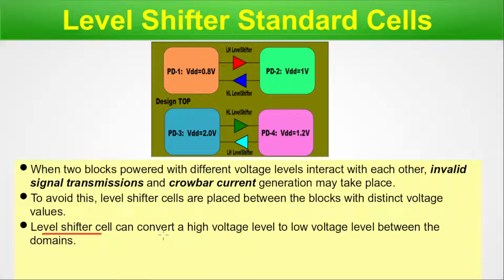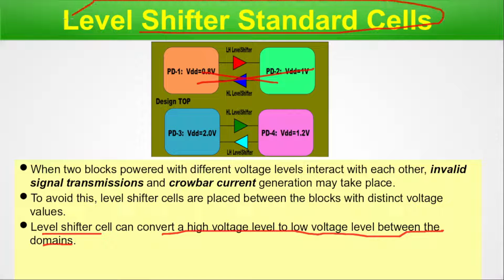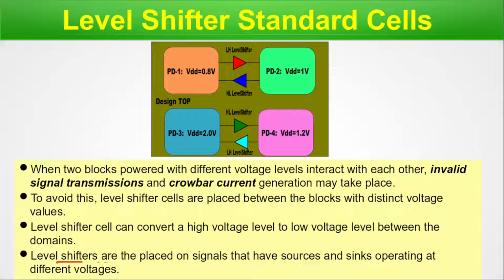The level shifter cells can convert high voltage level to low voltage level between power domains. That means cross domain talk between the two different power domains is managed by the level shifter. That means the level shifter standard cell works as an interpreter between two different power domains for signal exchanges. Level shifters are placed on the signals that have sources and sinks operating at different voltages. So this is a typical circuit concept of source and sink, from where to where a signal is going. You will come across these terminologies when you actually get involved in VLSI design.